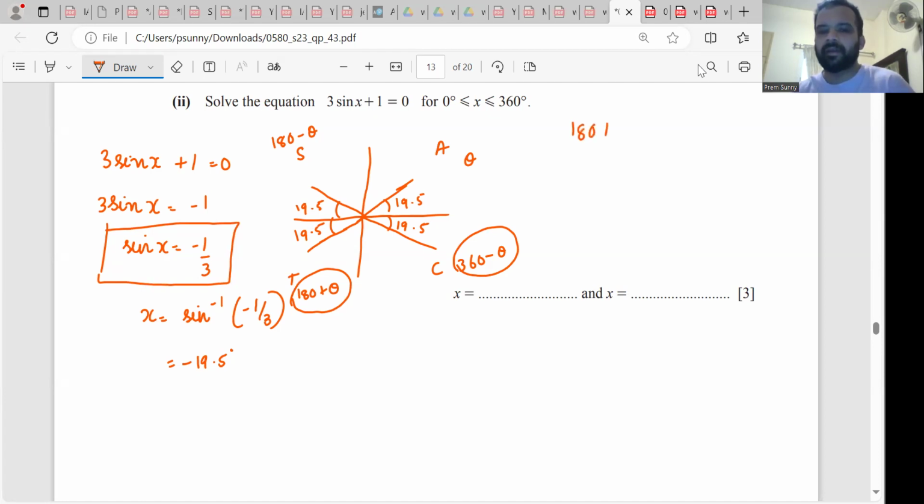In the third quadrant, the angle representation is 180 plus theta. And in the fourth quadrant, the angle representation is 360 minus theta. And theta is the angle in the first quadrant, that is 19.5. So 180 plus 19.5 and 360 minus 19.5. 180 plus 19.5, I will get 199.5, and 360 minus 19.5, I will get 340.5 degrees. So my answer here will be 199.5 degrees and 340.5 degrees.